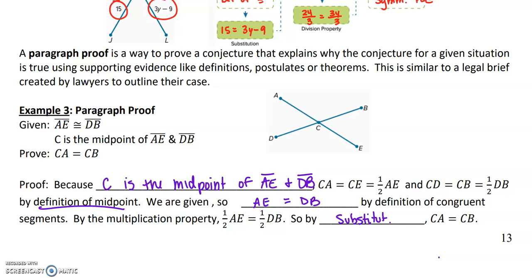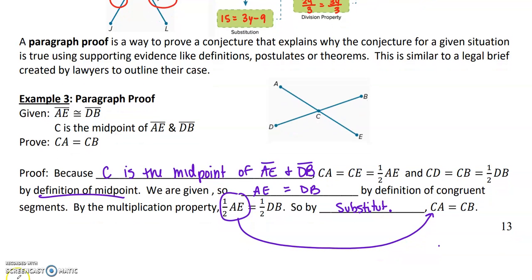We're replacing the actual equivalent. Half of AE is CA. So we are substituting. We're replacing. So there is no option for simplify on that one. It is definitely substitution. This is being replaced with something equivalent. So substitution for that last reason.